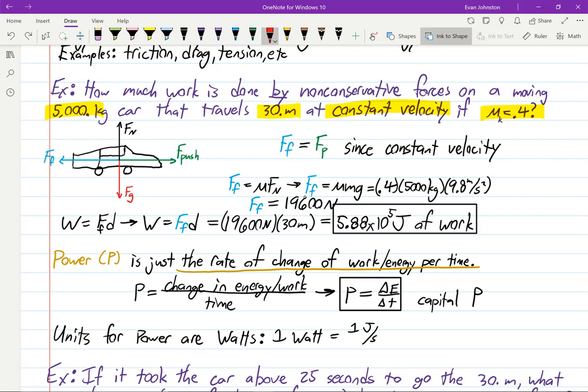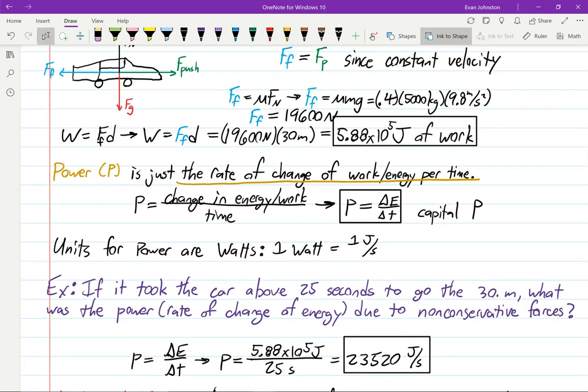And so that's why we did this example with work here, because this was finding the energy that was really used by these non-conservative forces. So the units for power are watts. Yeah, that is watt, I said. And really, a watt is just a joule per second.